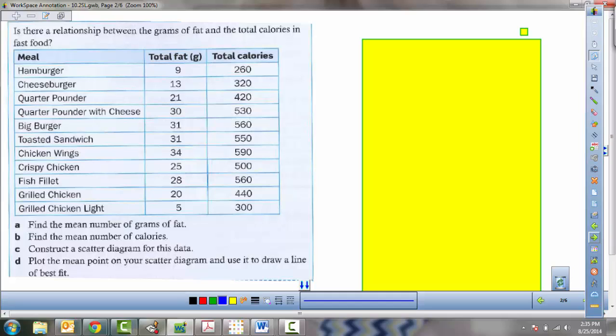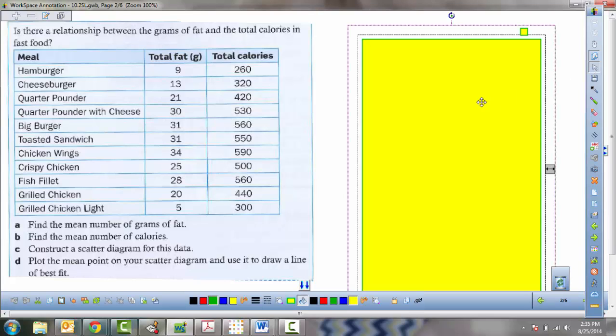So here we have some data, and we're going to find the mean number of grams of fat. So that's our mean, that's our x bar. Find the mean number of calories, that's our y bar. And we're going to make a scatter plot and plot the mean point on our graph, and then use that point to draw a line of best fit.